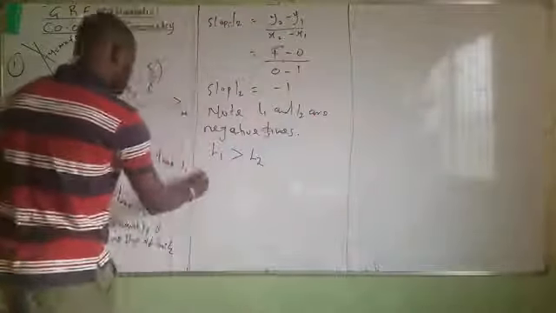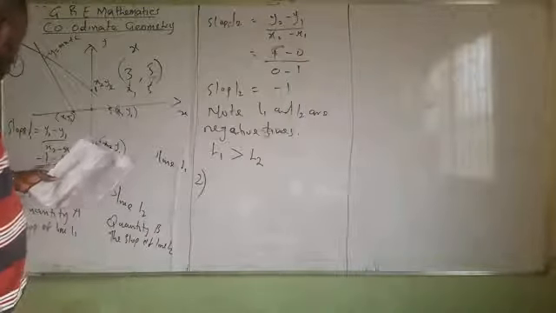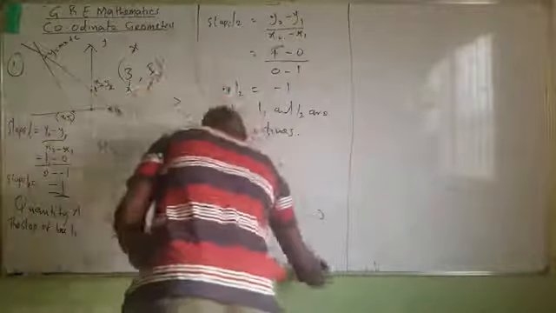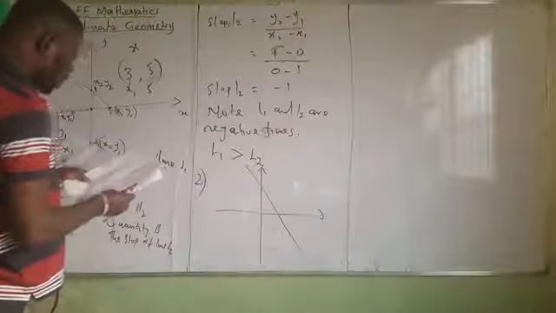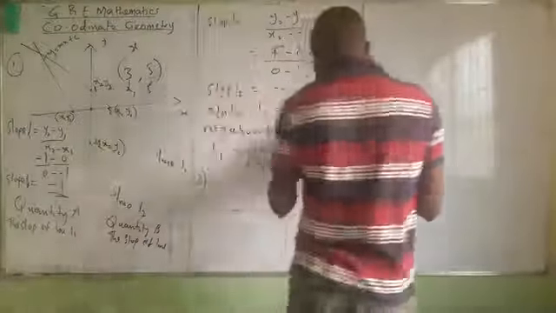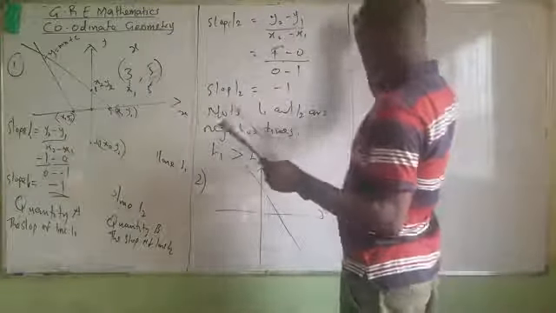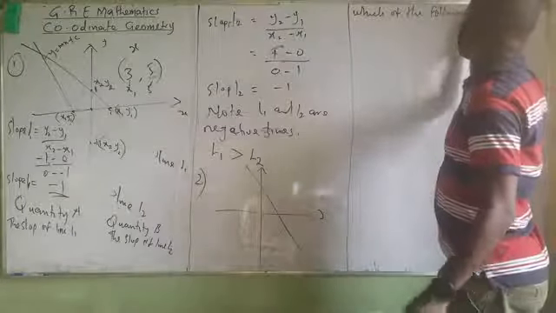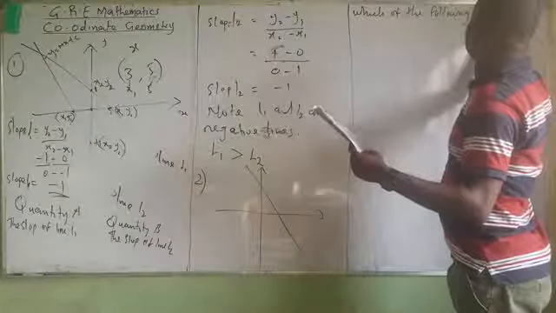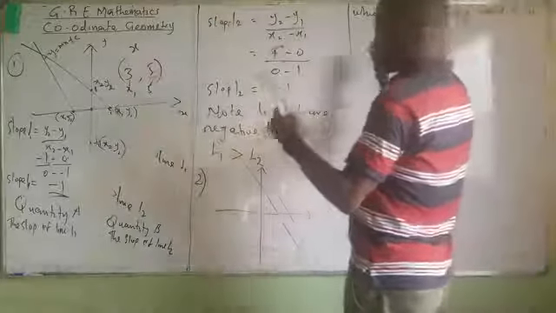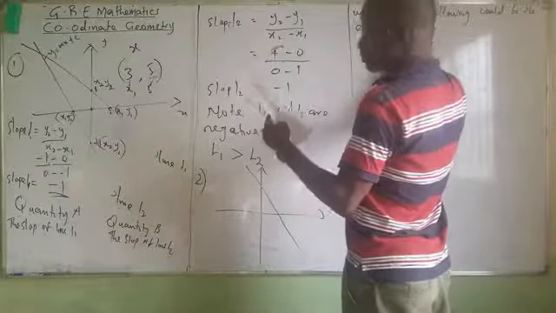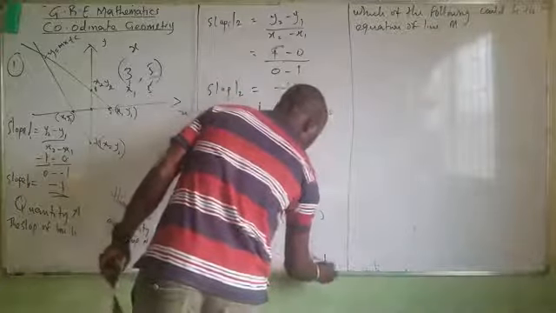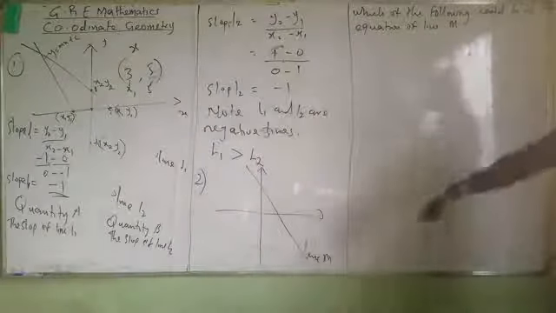Now, another question, which is question number 2. Now, look at this particular question. You are having this type of line, and the line comes this way. Now, which of the following could be the equation of the line n? This is line n. Now, this is line m. We are looking for the one that is the equation of the line m.